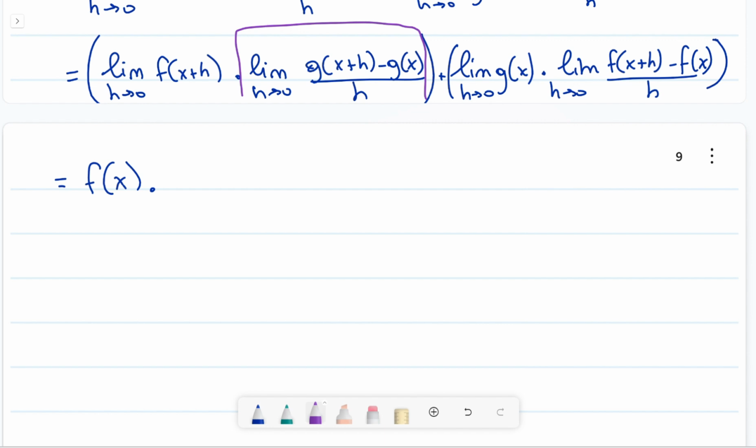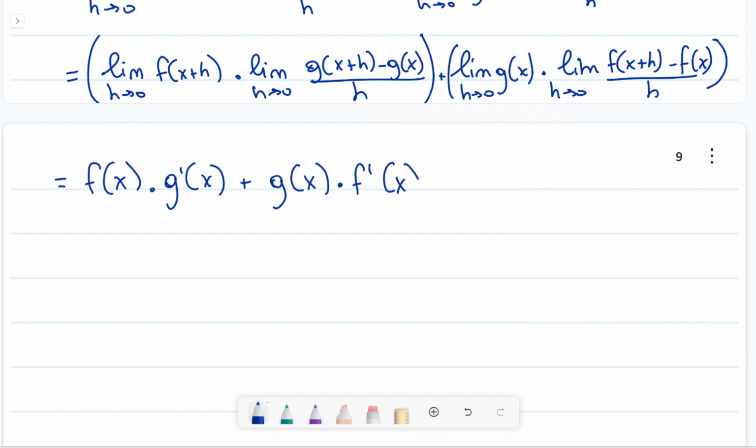This is the derivative of g of x, plus the limit of g of x as h goes to 0. There is no h in g of x, so g of x is technically a constant, so it remains g of x. And the last limit I have here, this is the definition of the derivative of f of x.